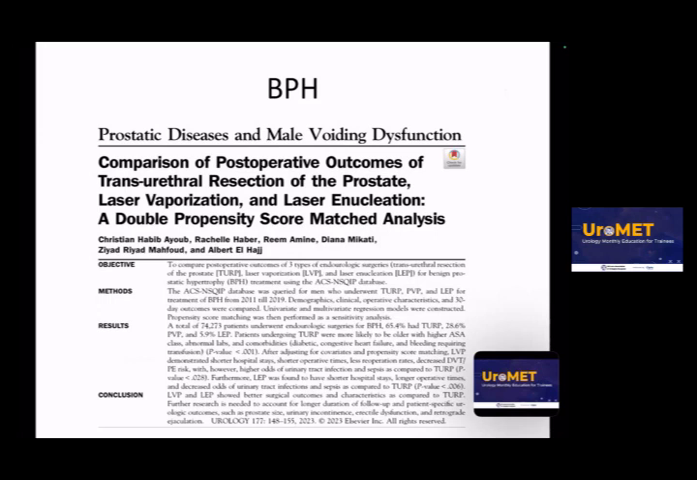And when we look at BPH, benign prostatic hypertrophy, this is a comparison of post-operative outcomes of TURP or laser vaporization or laser enucleation. Compared to TURP, these laser treatments have a lower complication rate, and the hospital stay is shorter compared to TURP. But it has to be matched with other parameters like prostate size. But overall, the complications and the hospital stay are less with the laser.